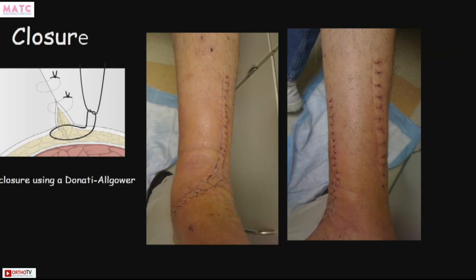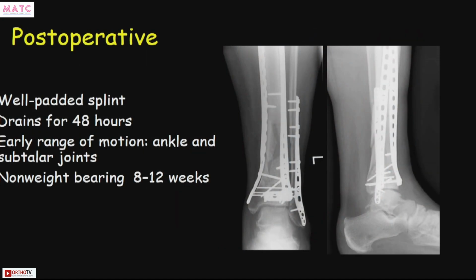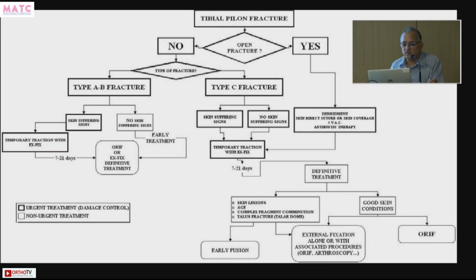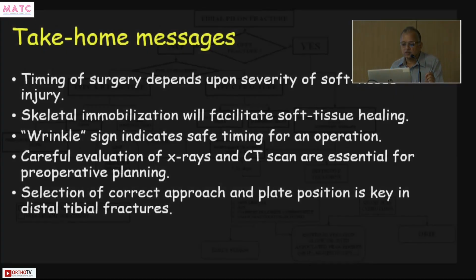So the closure, in case you have difficulty, you can use Donati-Allgöwer sutures to reduce the complications related to the soft tissue. A well-padded dressing, drains for 48 hours, and early range of motion should be started. These fractures should not be allowed to bear weight for at least 12 weeks. So this is to summarize how one should manage tibial pilon fracture, whether it is open or closed. If it is a closed fracture, what type of fracture, type A fracture or type C fracture, what is the surgical approach, how is the skin condition, where you would use the plate.